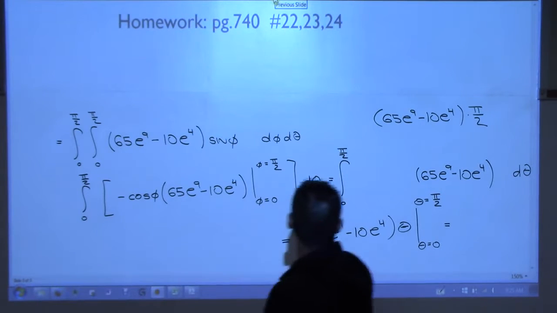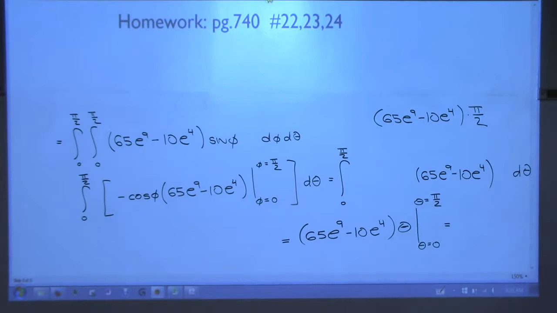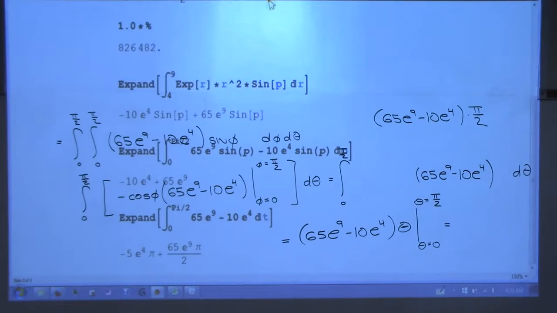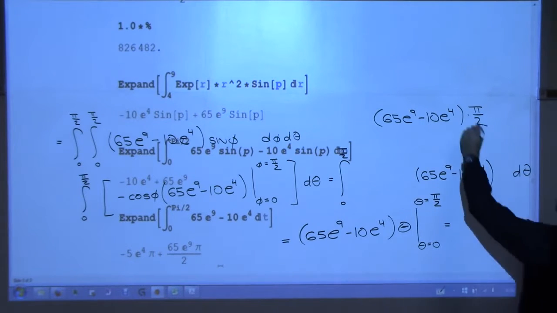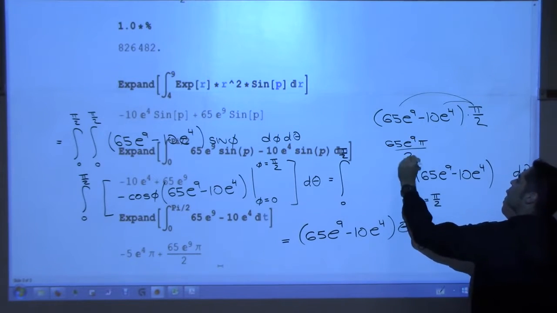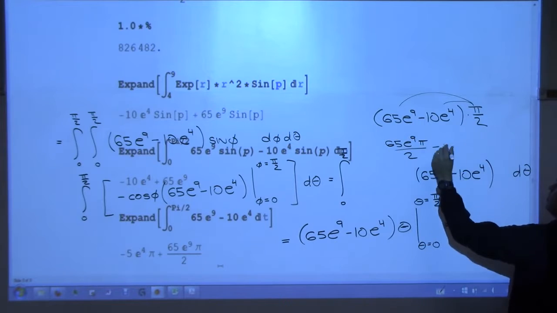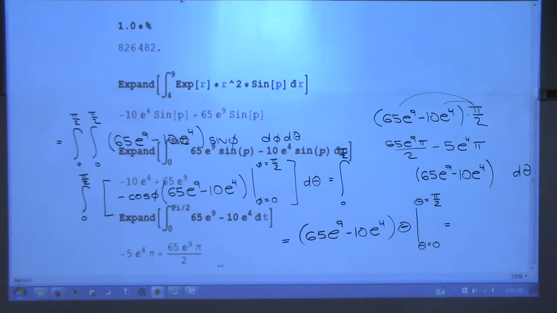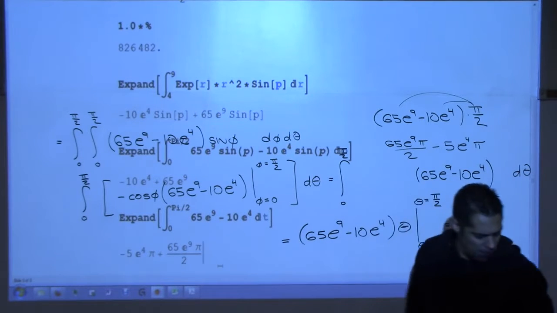Now I'm going to double check that because I think I did do that with the computer. Yeah, they went in and simplified it a little bit, but this is the answer right here. If I distribute this to each one of these, I'll get 65 e to the 9th pi over 2 minus, when I distribute here, the 10 and the 2 reduce out, you get 5 e to the 4th times pi. So that answer matches this one, so we feel good about it.